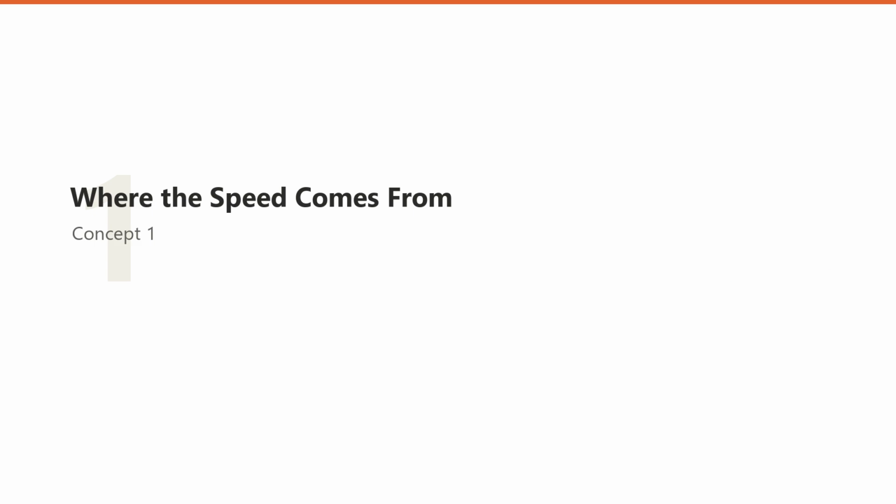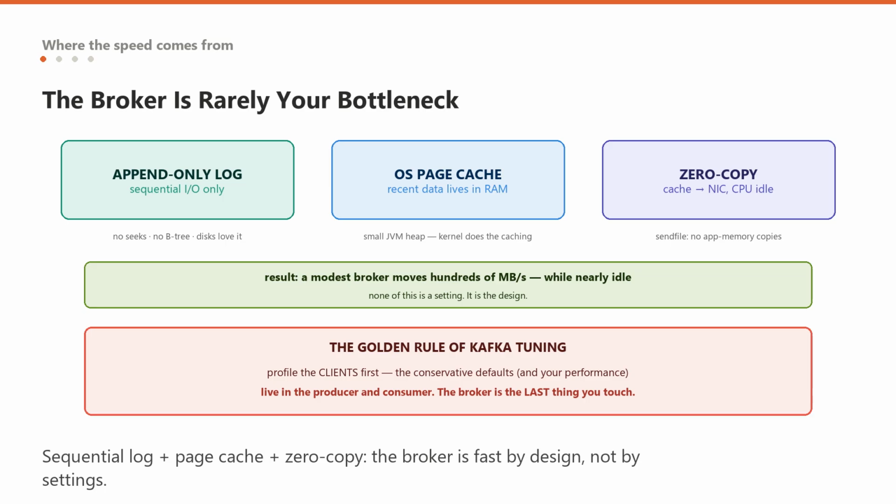First things first. Why Kafka is fast when you leave it alone. To tune a system, you need to know why it is fast in the first place. Kafka's speed rests on 3 design choices, and none of them are settings. First, the log. A partition is an append-only file. Writes always go to the end, reads mostly move forward, which means Kafka does sequential I/O, the one-axis pattern that even spinning disks are brilliant at, and modern SSDs are absurd at. There is no random seeking, no B-tree to update, no index to rebalance on write.